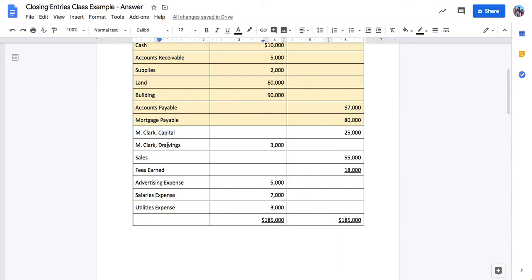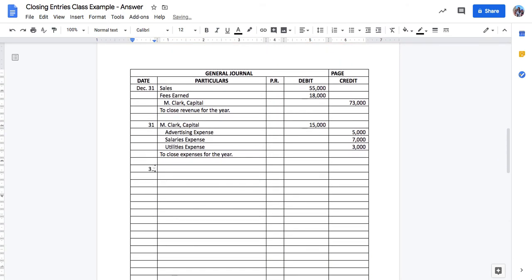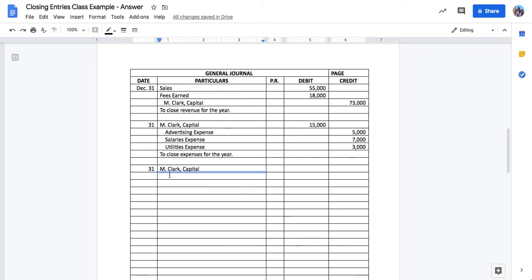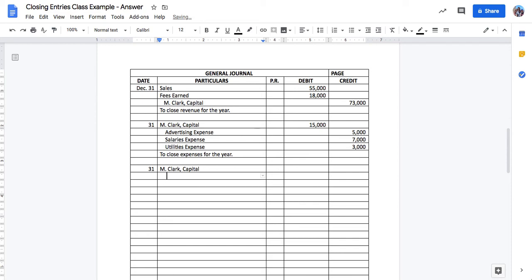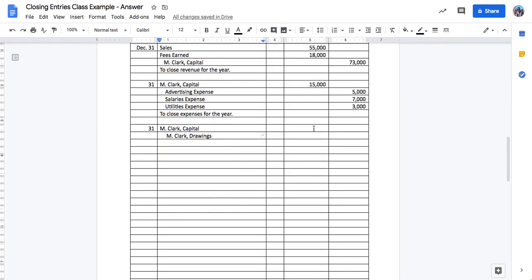Finally, what we need to do is we need to close our drawings. So drawings is $3,000. It's a debit account. So we must, once again, do our capital first, and then we're going to close our drawings. And because my memory is not good, I always forget it's $3,000. And to close drawings for the year. And that is closing the books.